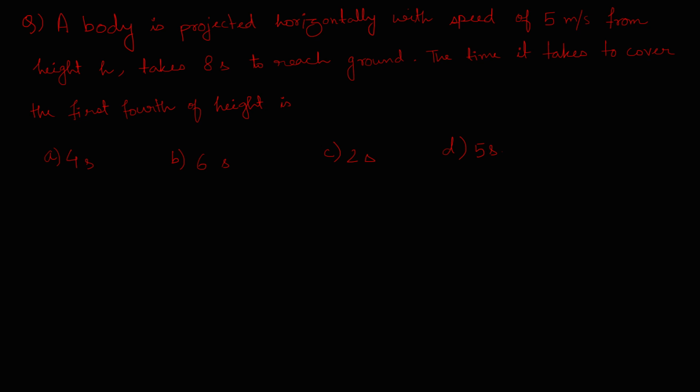So let us draw a rough sketch of the problem. There is a body which is at a height h. Suppose this is the h height, the height from the ground. Now this body is projected at a horizontal speed of 5 meter per second. With this speed, this body is projected or thrown, you can say.